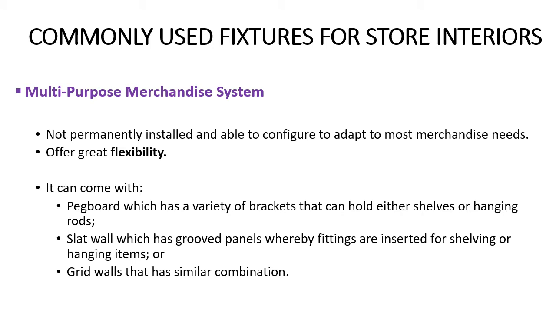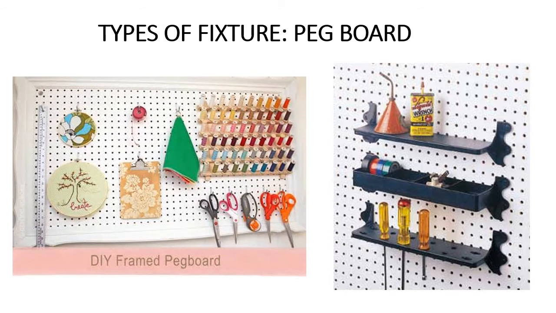The next commonly used fixture for store interiors is the multi-purpose merchandise system. As multi-purpose merchandise systems are not temporarily installed, they offer great flexibility. They can be configured to adapt to most retailers' needs. It can come with slat wall, pegboard, and grid wall. All these systems are able to create a combination of cells that can change quickly to meet most merchandise needs. This is an example of pegboard, which has a variety of brackets that can hold either shelves or hanging rods.